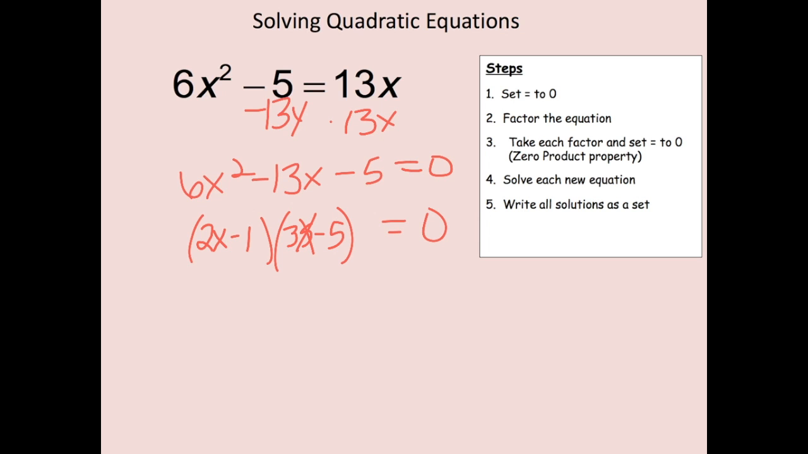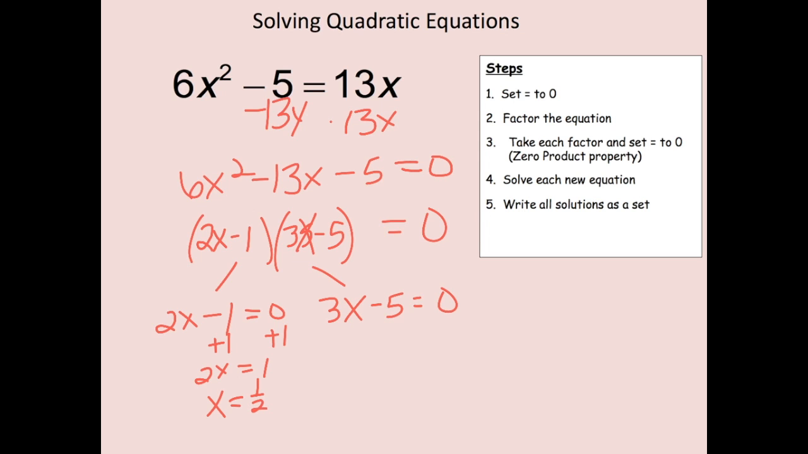Now again, following the steps, split each one up. So we have 2x minus 1 equals 0, and we have 3x minus 5 equals 0. So we have to solve each one. We start by adding the 1 to both sides. Gives us 2x equals 1. We divide by 2 and get x equals 1/2. On the right, we start by adding 5, which gives us 3x equals 5. We divide by 3 and we get x equals 5/3. So we have our 2 solutions, 1/2 and 5/3.